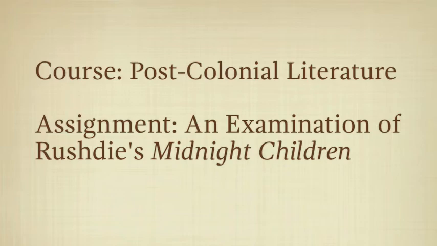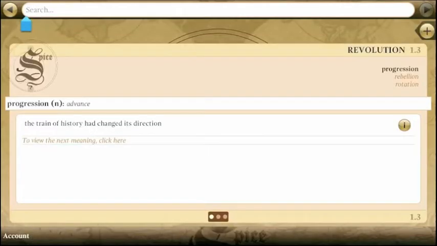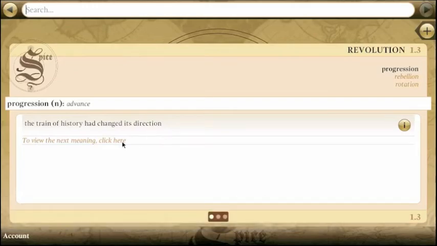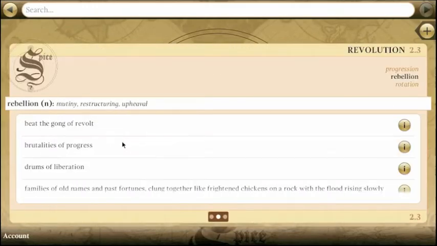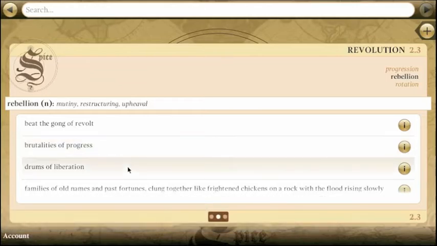In your post-colonial literature elective, you need to write an analysis of Salman Rushdie's Midnight's Children. You want to write about the effects of revolution on the first generation in liberated India. To get started, why not look up revolution? Okay, revolution has several meanings. For progression, we have the phrase, the train of history had changed its direction. That idea could be used in this paper. Let's look at the next meaning. Brutalities of progress. Drums of liberation. I'll check out this phrase's source information to see if I can find any more leads.